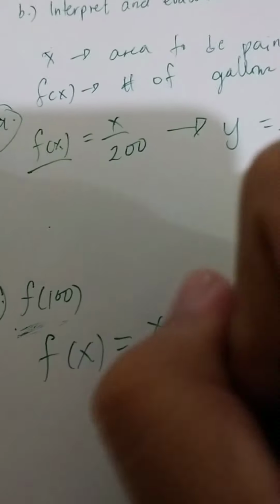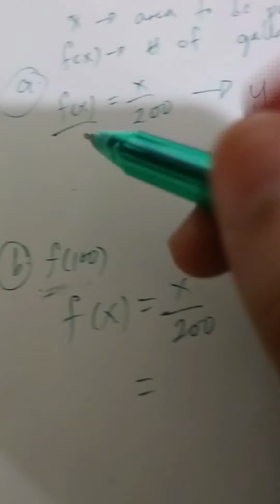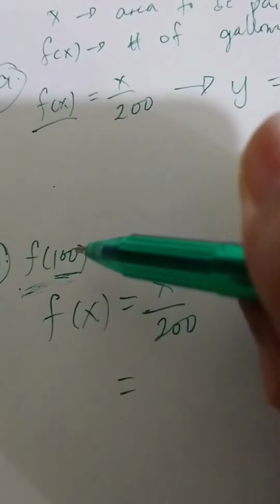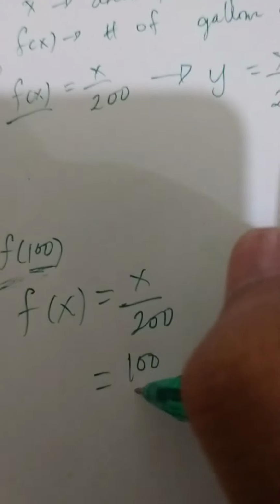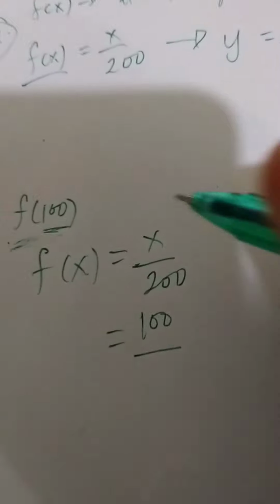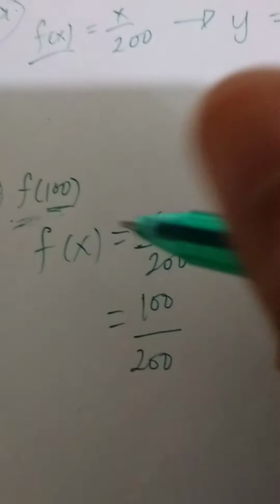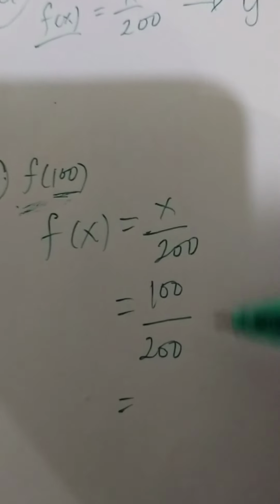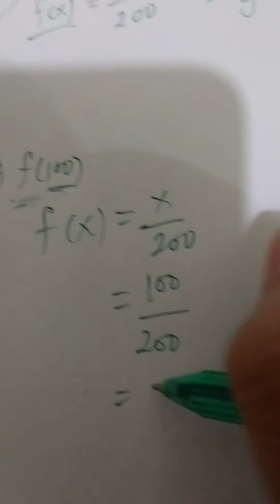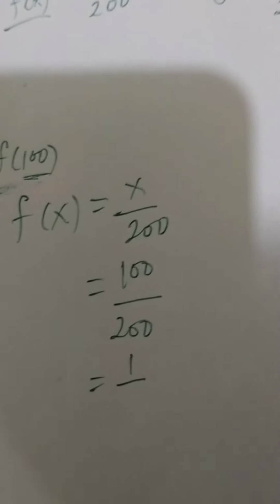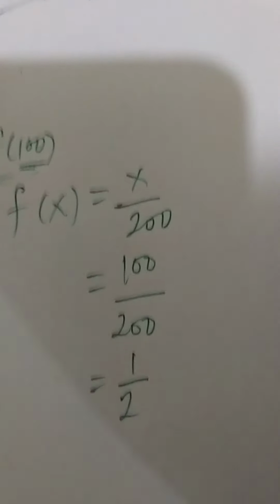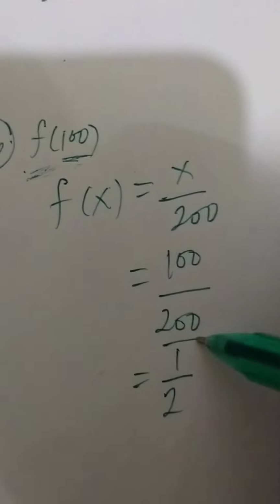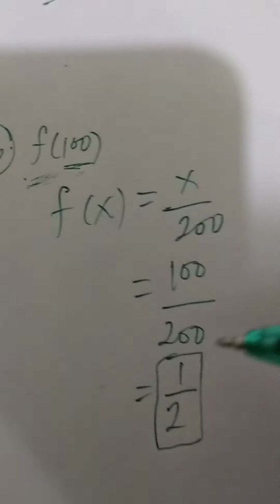Then what is x? As you can see, our input is 100. Therefore, our x is 100. So we will be using 100. f of 100 is equal to 100 over 200. The common factor is 100. So 100 divided by 100 is 1, and 200 divided by 100 is 2. Therefore, our result, or output, is 1/2.